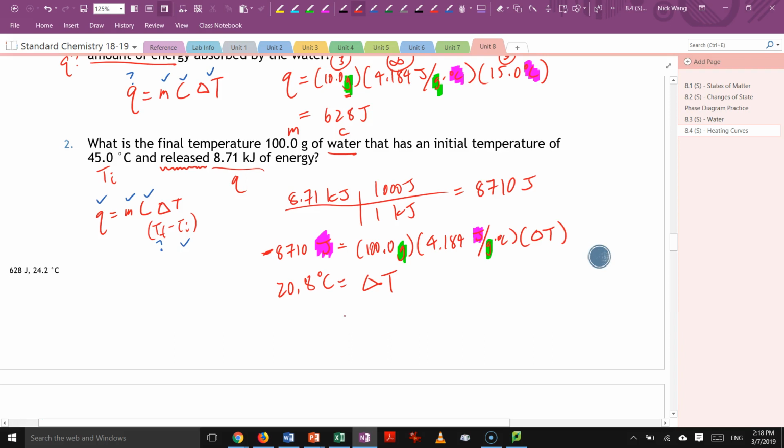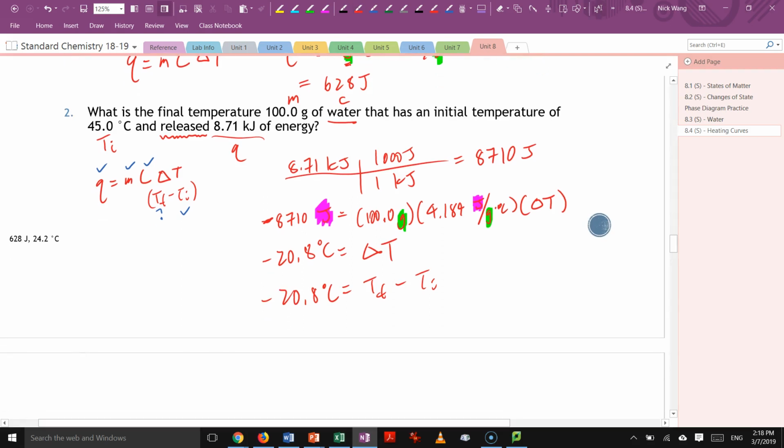And then to finish it off, remember that this is the same thing as saying final minus initial temperature is equal to, I'm sorry, it's negative 20.8 degrees Celsius. So you end up with this expression, but of course you have to finalize and get the final temperature. So plug in what you have here. That's going to be TF minus 45.0 degrees Celsius, which we just solved for, still equal to negative 20.8 degrees Celsius. Then rearrange and solve for the final temperature. You end up getting a value of 24.2 degrees Celsius as your final temperature.